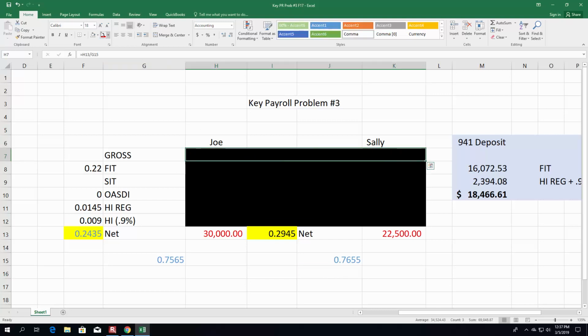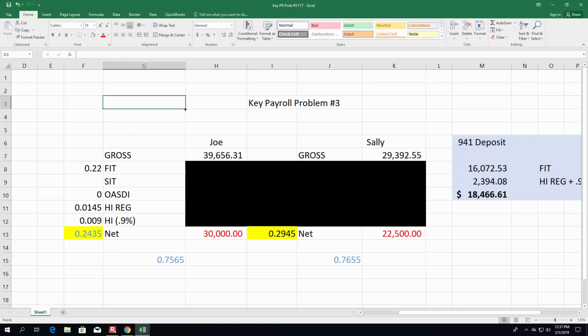To get to the gross, we divide the net by the percentage. So 30,000 divided by 75.65, and 22.5 divided by 76.55. Is everyone with me? That takes you to the gross. Amanda, you guys do that.